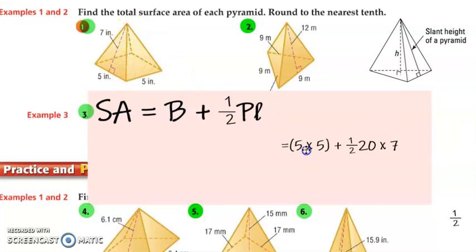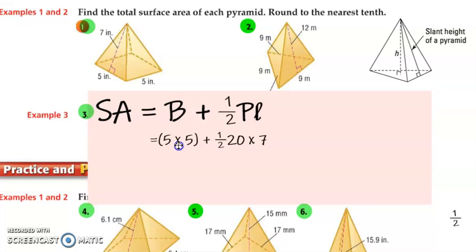And I just so happen to have that printed up here. So again, here's the area of our base, 25 now. 1/2. The perimeter was 4 times 5, so it's 20. And then the lateral height would be 7. So I went and calculated that out, and I got it to equal 95 square inches. Okay. Moving on to the next one.